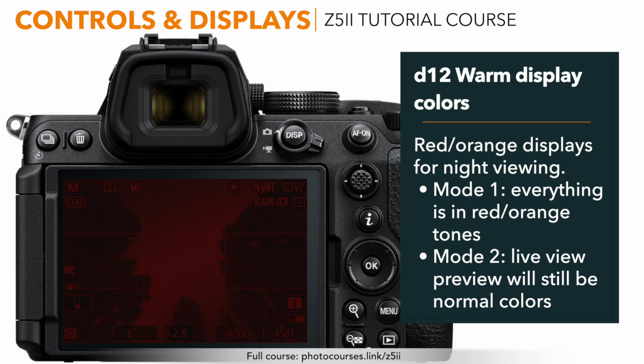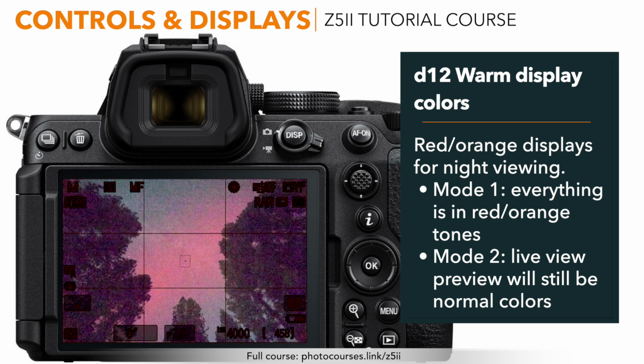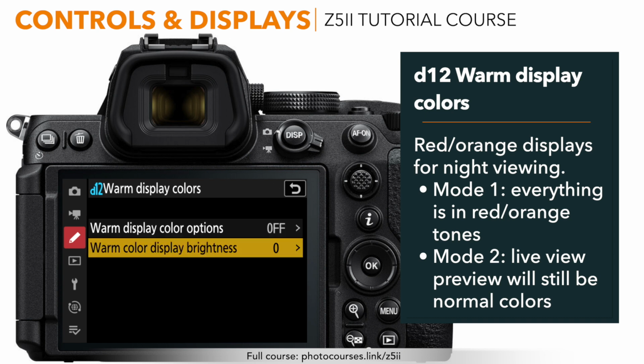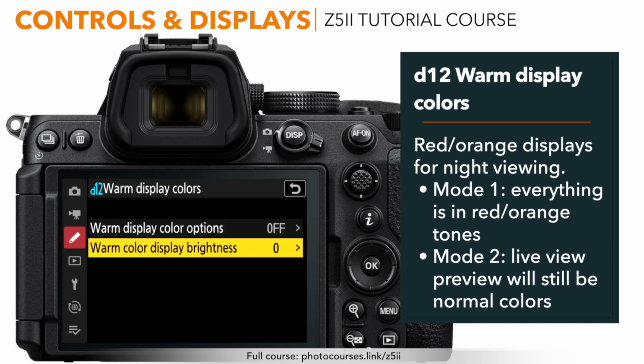You're just seeing a monochrome image through the viewfinder. It's just going to be in warm tones rather than black and white. Mode 2 is like Mode 1, except that the live view preview, the scene in front of you, is not going to be altered. That is still going to be in normal color, but all of the other symbols on the screen are going to be that red color. You can also change the brightness of the warm display setting in this menu for when you enable it.